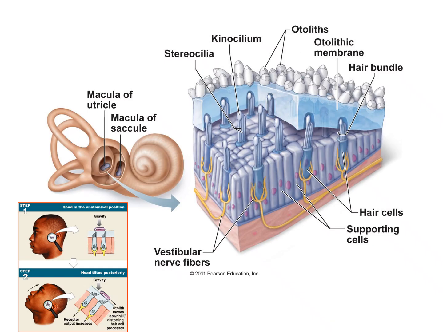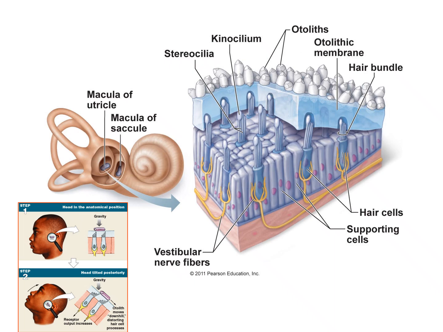This allows us to detect linear acceleration and deceleration in both the horizontal and vertical planes. For example, imagine sitting in your car at a stoplight. When the signal changes to green and you step on the accelerator, the maculae in the utricles respond to the change in horizontal position. Similarly, when riding in an elevator, the maculae in the saccules respond to the up and down movement.